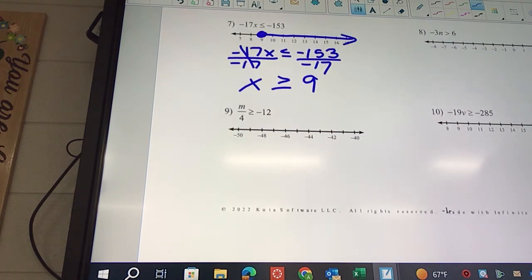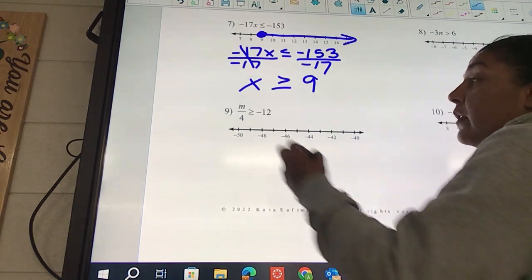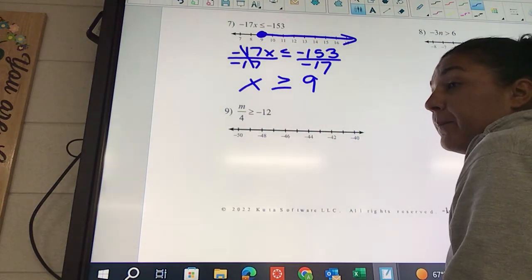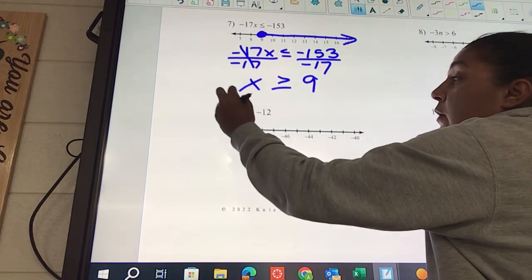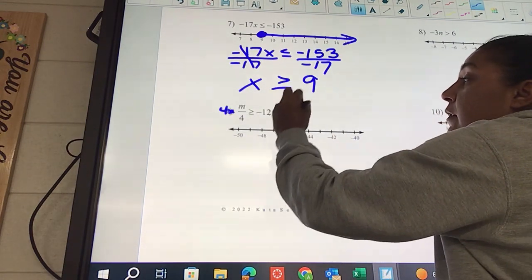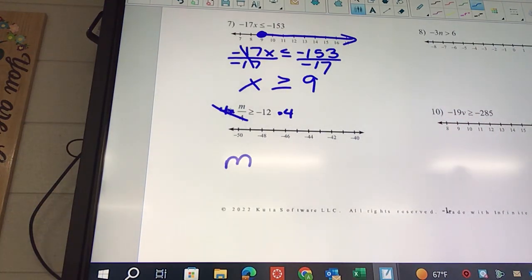Okay, number 9. What needs moved? The 4. How do I move that? Divide. It is divided right now. Multiply. So we're going to say times. So we got m. Okay, now again, did we multiply or divide by a negative? Multiply. It's a yes or no. No.